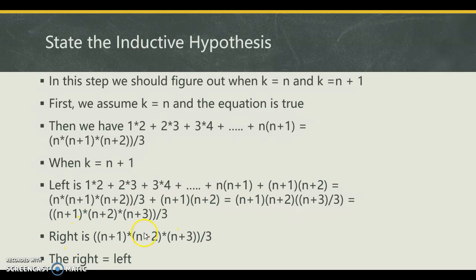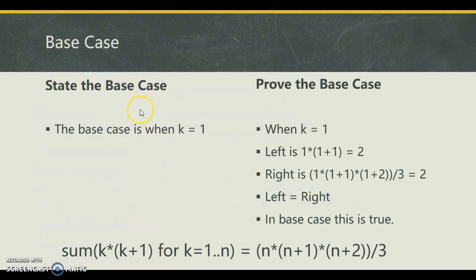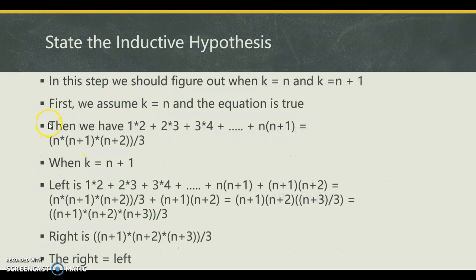And the right side, we have n plus 1 multiplied by n plus 2 multiplied by n plus 3, divided by 3. So in this case, the left side and the right side are equal. We proved that when k equal to n is true, k equal to n plus 1 is true. And after that, we proved the base case is true, and the k equal to n and k equal to n plus 1 states are true. So we prove this whole equation is true.